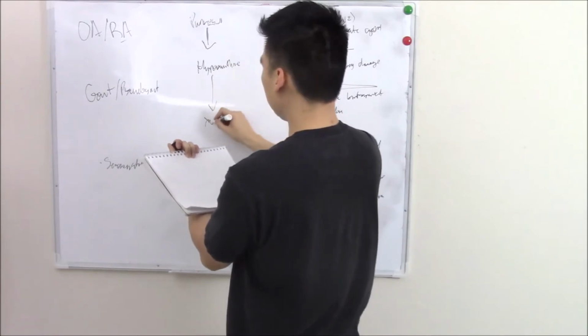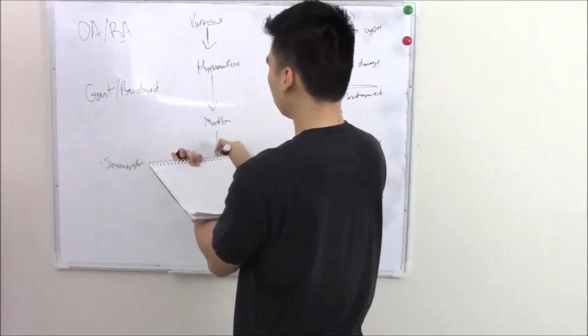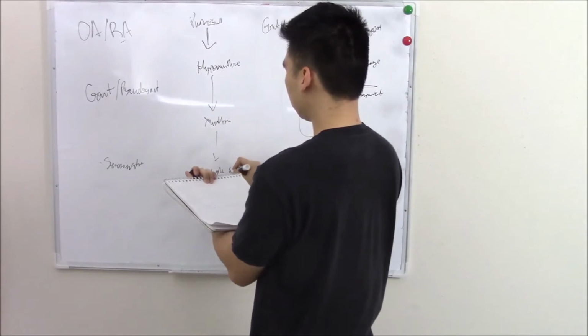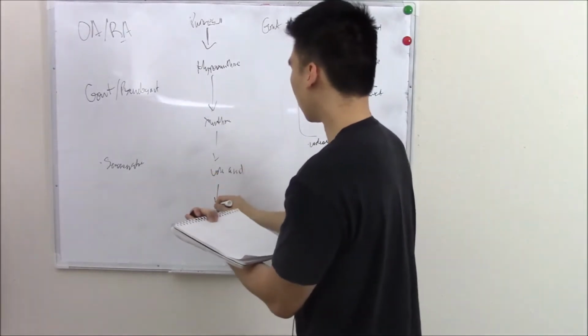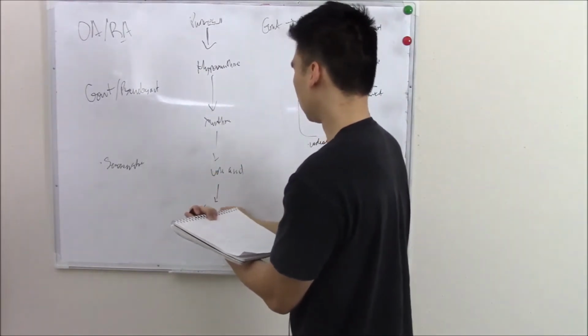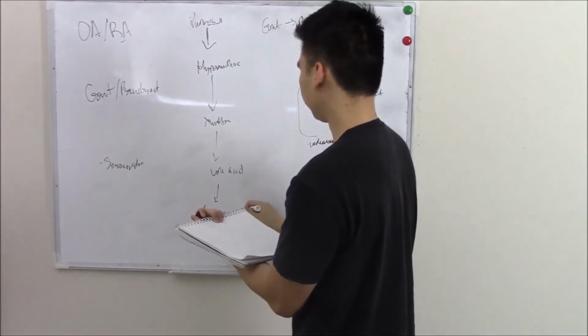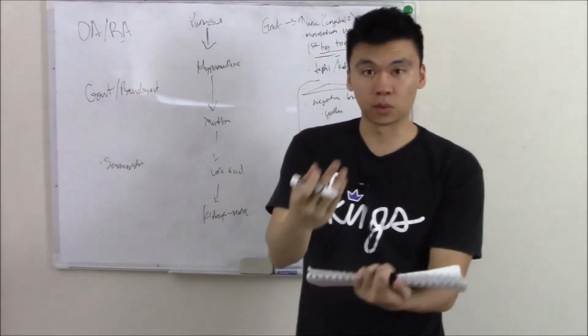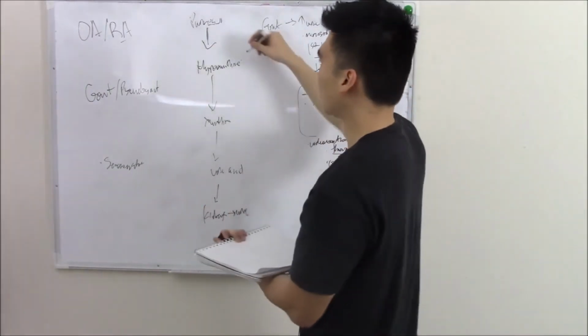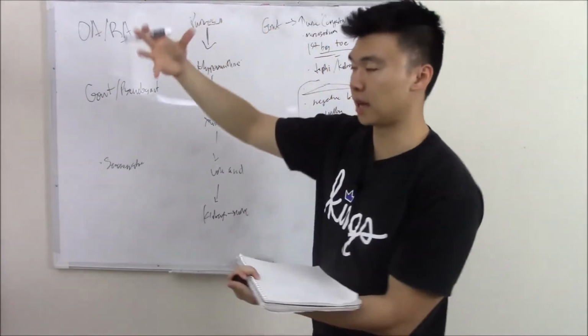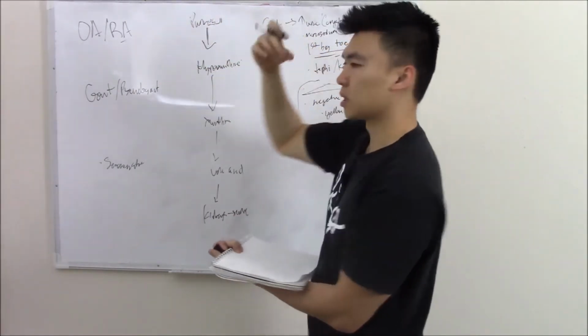Eventually xanthine, uric acid, and that goes into our kidneys and out as urine. Okay, so purines are a valuable commodity. DNA is a valuable commodity. We want to make more DNA, so we use purines to do that. So we want to recycle as many purines as we can.